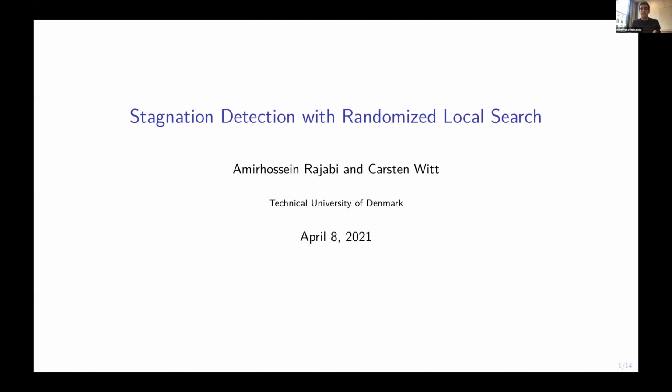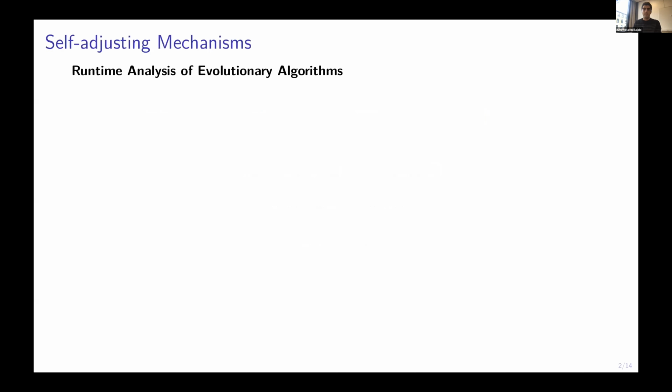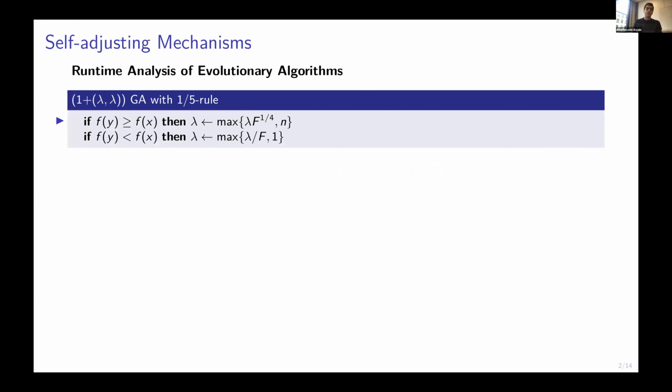The paper is entitled Stagnation Detection with Randomized Local Search, which is mostly about parameter control techniques on multimodal optimization problems. The broader context of this talk is runtime analysis of self-adjusting evolutionary algorithms. Self-adjusting evolutionary algorithms can learn good or even near optimal parameters on the fly. For example, the 1 plus (lambda, lambda) GA using the one-fifth rule can adjust the mutation rate on OneMax and can optimize this function in linear time.